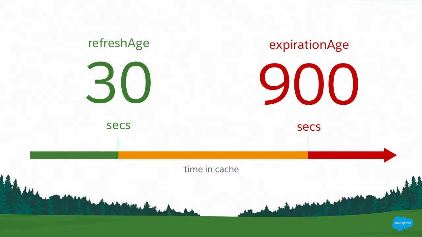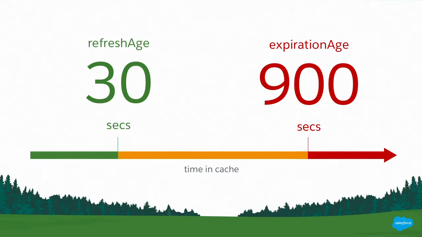Okay, so everything that has been in the cache for less than 30 seconds, we will consider that fresh data and we'll give it to you without going back to the server. Everything that's older than 900 seconds, has been in the cache for longer than 900 seconds, we will consider that expired. We will not even look at that.